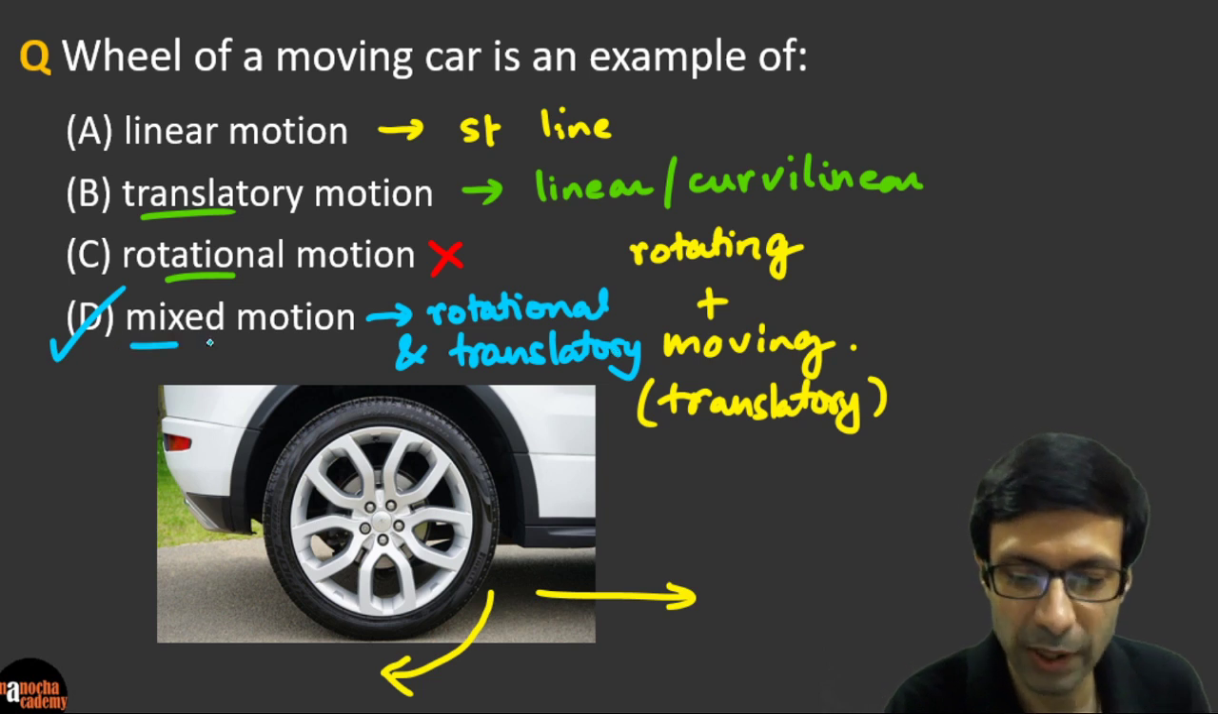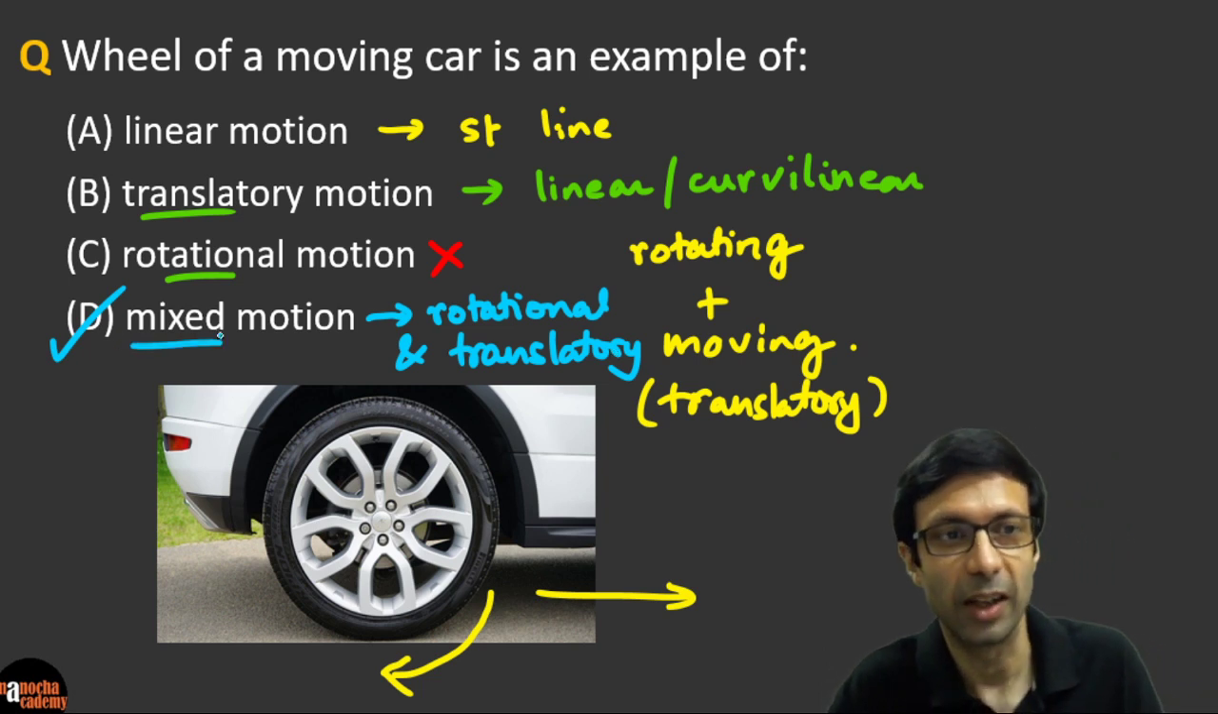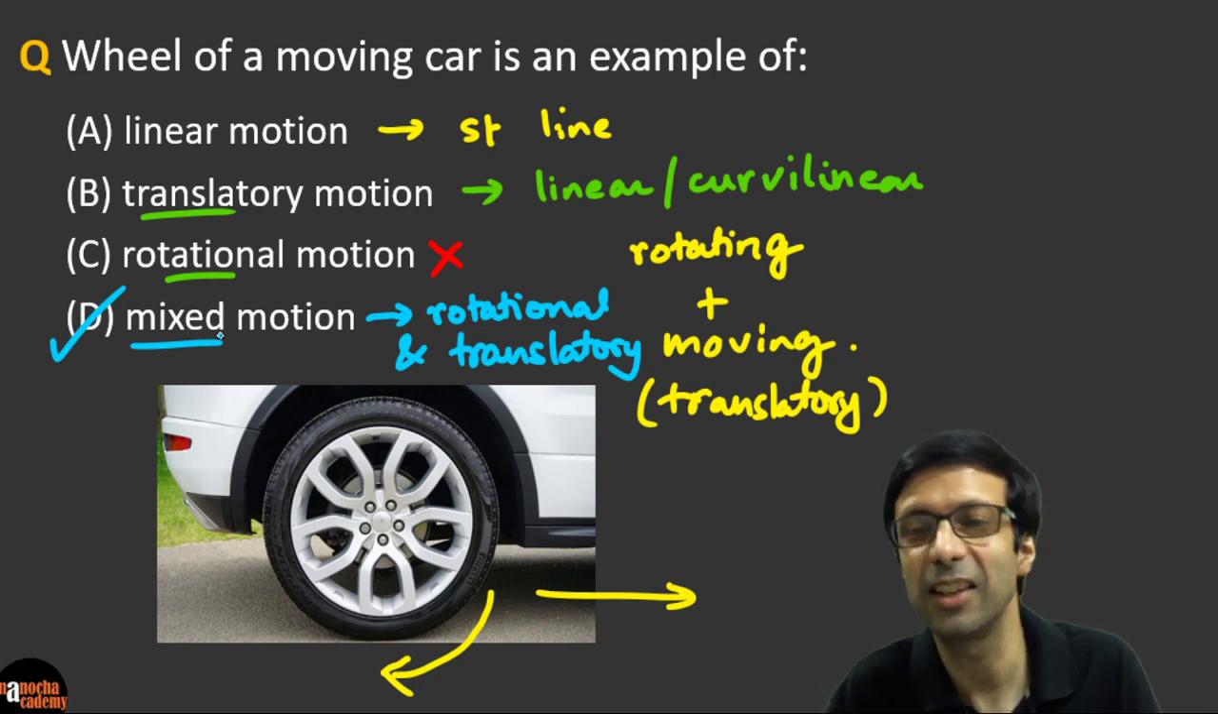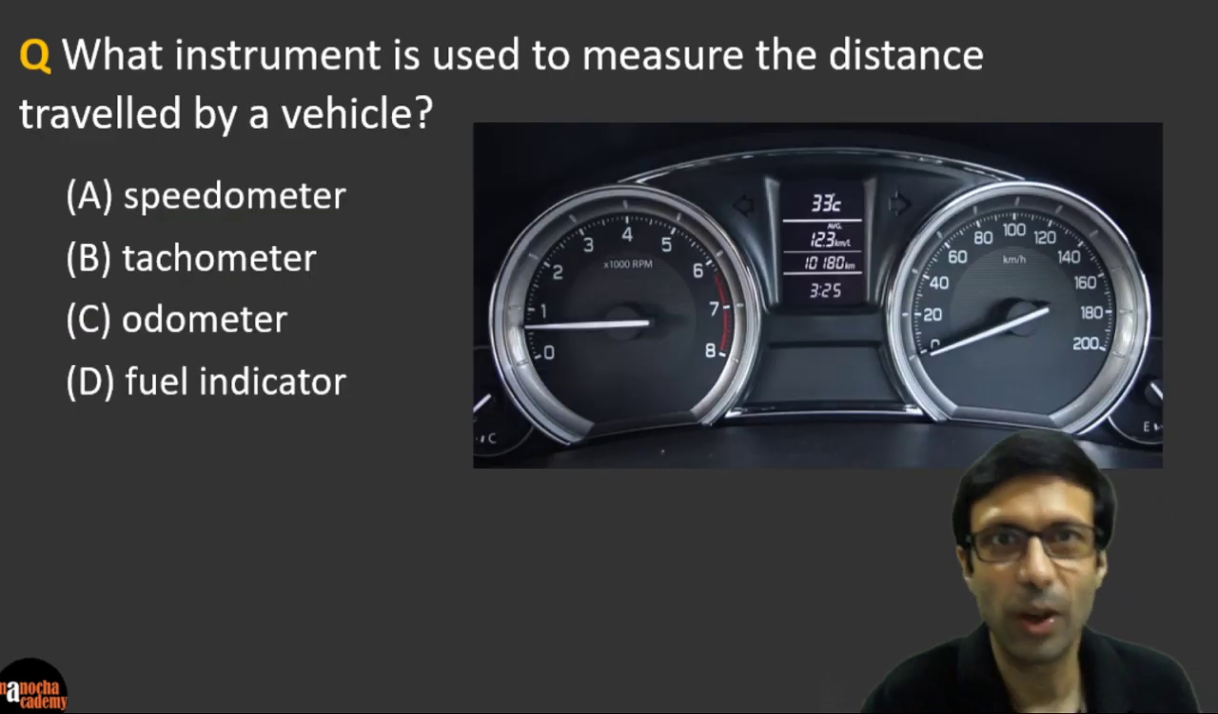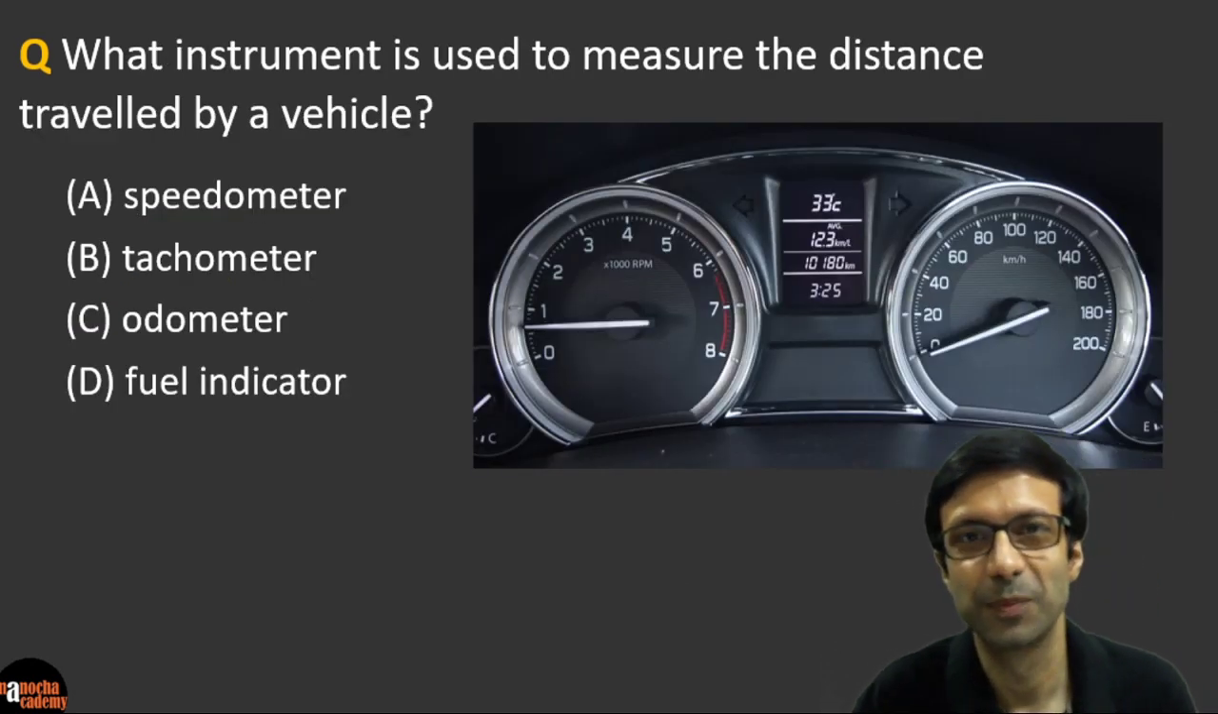Okay, so therefore we say since it has two types of motion, it's not just one type, so we call it mixed motion. So the correct answer is D. Very good, excellent. Now let's go on to the next question.